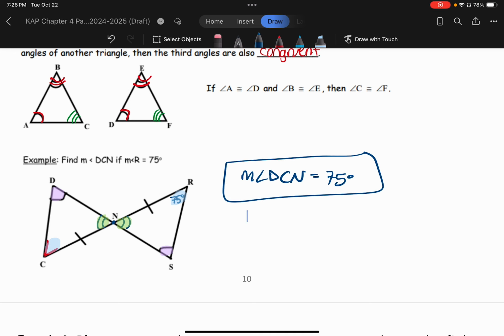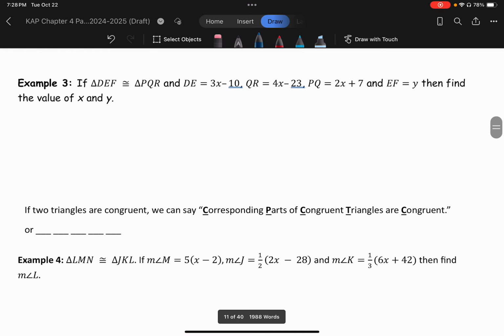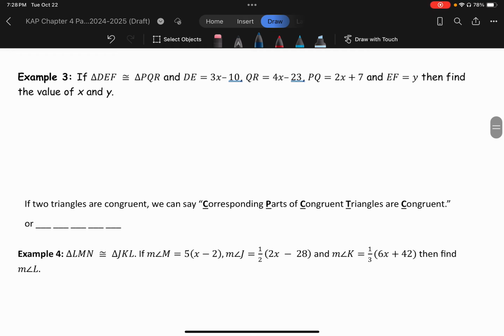Okay, so that's the third angles theorem in action. If we go ahead and move on, we'll look at some solving questions now. It says if triangle DEF is congruent to triangle PQR, and DE is 3x minus 10, QR is 4x minus 23, PQ is 2x plus 7, and EF is equal to y, then find the value of x and y.